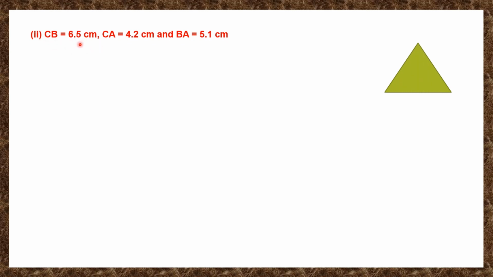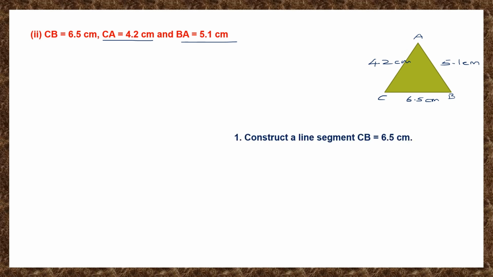Now CB and then we have CA. So let's name this as C and B as it's given and this will be A. So let's write the measurement. CB is 6.5 centimeters. Now how much is CA? CA is 4.2 centimeters and BA is 5.1 centimeters. So this is giving us an idea where the different sides and the different measurements are. So let's begin. Construct a line segment CB equals 6.5 centimeters.